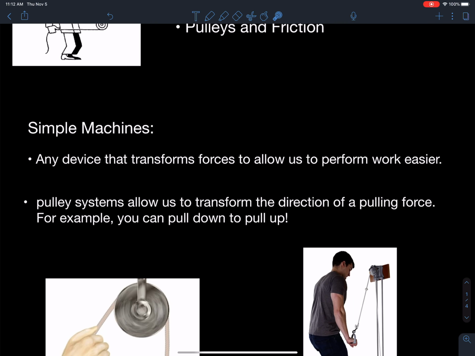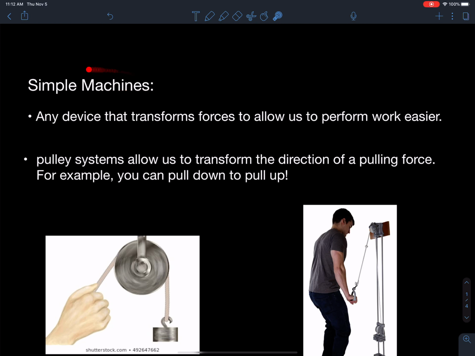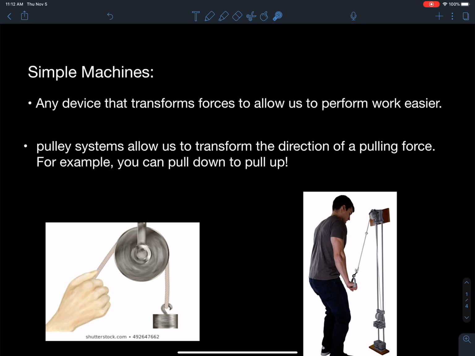So what's a simple machine? If you remember from last year, a simple machine is any device that transforms forces to allow us to perform work easier. Half the battle of lifting something is, imagine if you had to lift something straight up all the time. That's difficult, and there's not enough room for that. So pulleys, or other types of simple machines, allow us to transform forces. I can lift something up by pulling in a different direction and a different vector. The pulley allows me to transform that force and communicate it to pull something up.